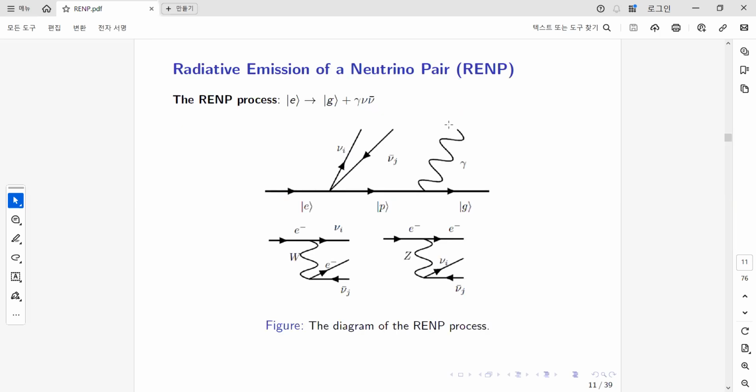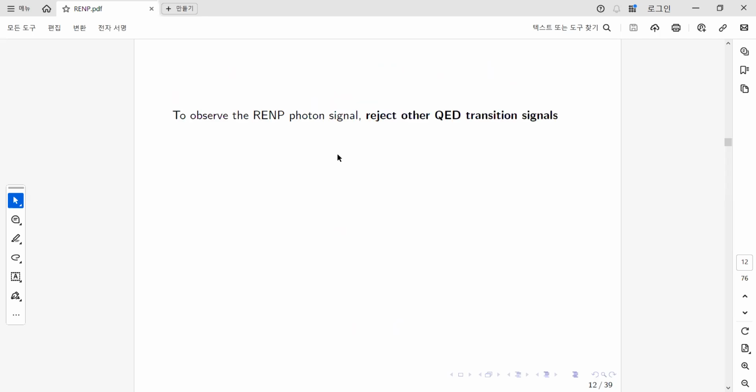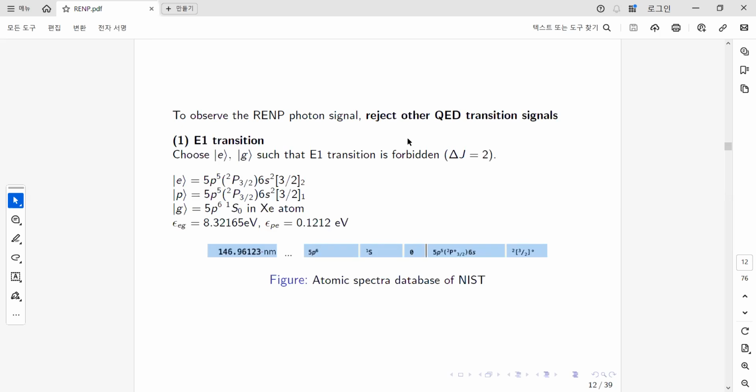So our goal is the observation of such a photon instead of the observation of the neutrino, because neutrino detection requires large volume detectors. So we want to reject the other QED transition signals. These are backgrounds. The first example of other possible QED signals is the E1 transitions. We want to choose the excited and ground states such that the E1 transition is forbidden.